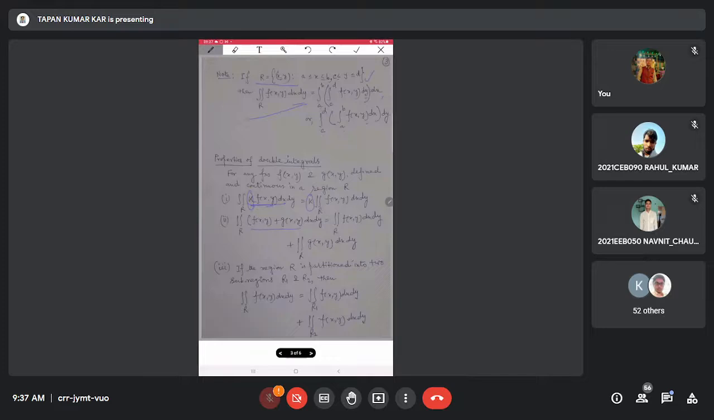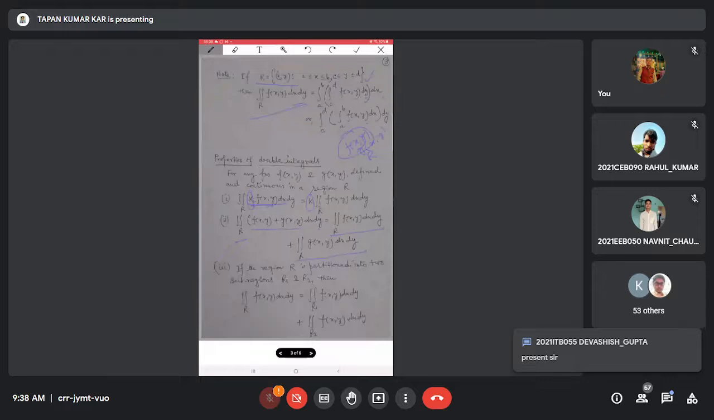And suppose the function is f(x,y) plus g(x,y) over this region R. Two functions f(x,y) and g(x,y) are to be integrated over this region. Then the integral over R of f(x,y) plus g(x,y) dx dy equals the integral over R of f(x,y) dx dy plus the integral over R of g(x,y) dx dy.